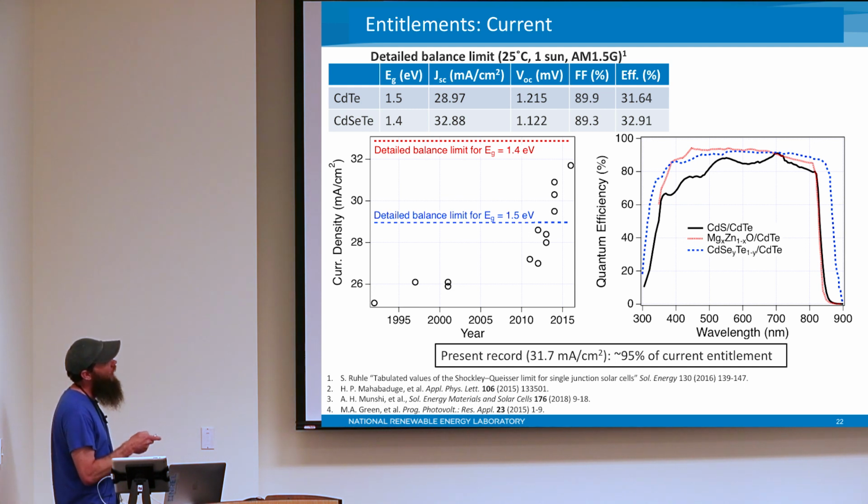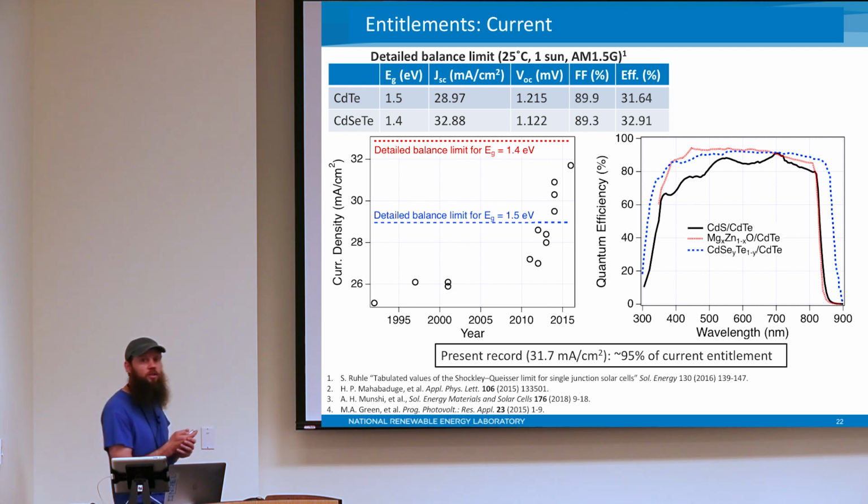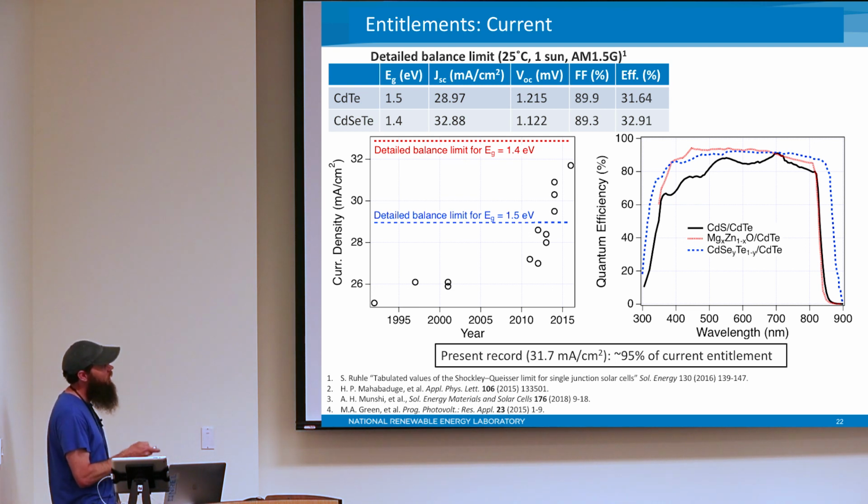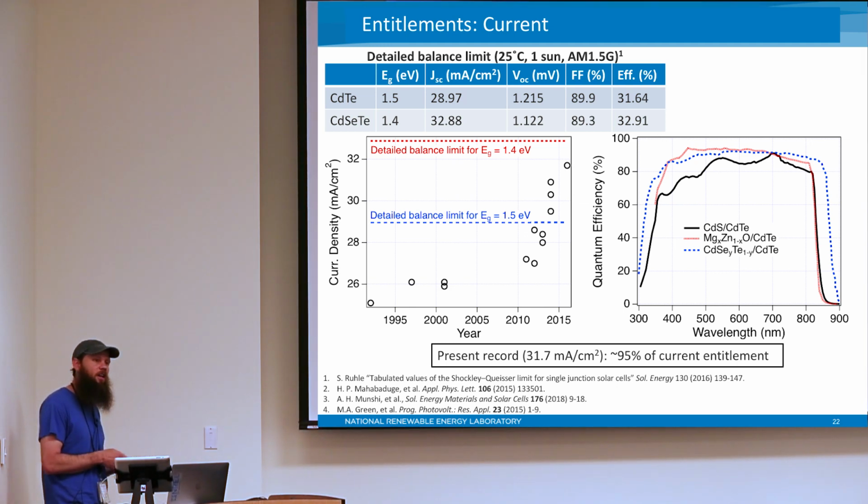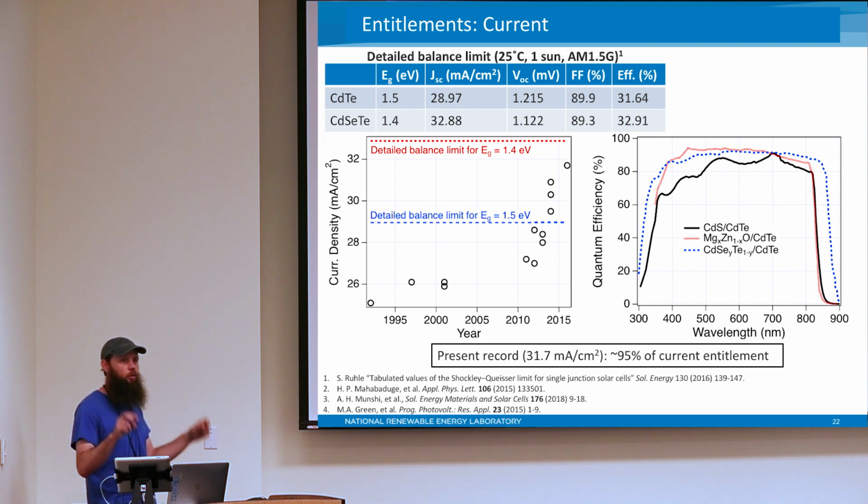So if we look at the quantum efficiency, this black curve is a cadmium sulfide cadmium telluride device. Its efficiency is about 16.4% certified. And you can see where its band gap is here. You can see that there's a lot of loss associated. So with cadmium sulfide, we have what we call parasitic absorption.